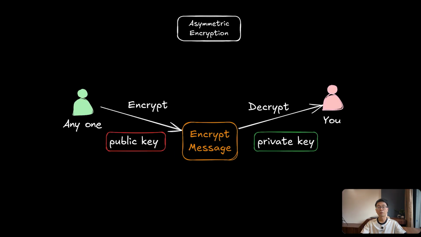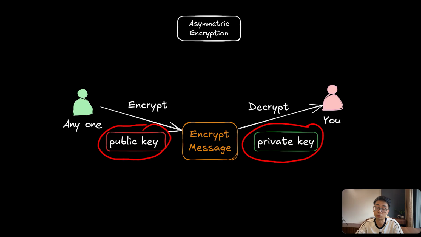The application of asymmetric encryption is that anyone in the world, when they have your public key, can send a message to you, and you are the one with the private key. So only you can decrypt it. Previously, with symmetric encryption, both parties know the same key. But in this situation, anyone can have the public key and only you with the private key can decrypt it.